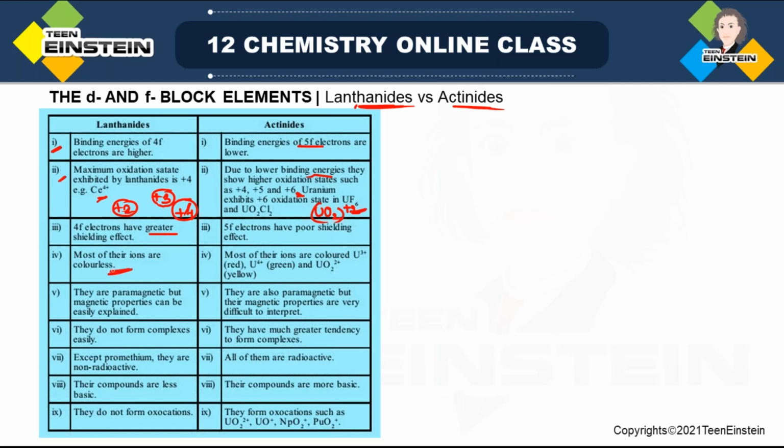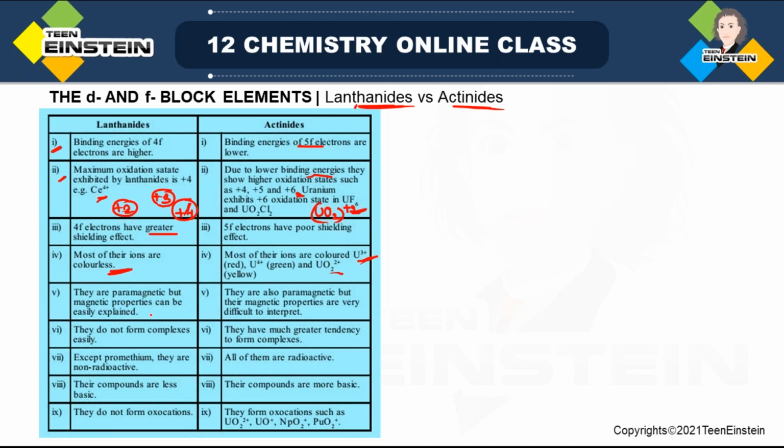Next, if we talk about colors, most of the ions are colorless. Some ions are colorless, some ions are colored, but most of them are colorless. In this case, that is actinides, most of them are colored. For example, if it is uranium 3+ state, it is red color, 4+ state green color, and when it is in this oxocation state, it is yellow in color.